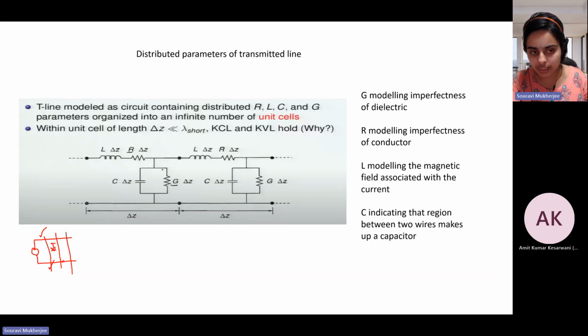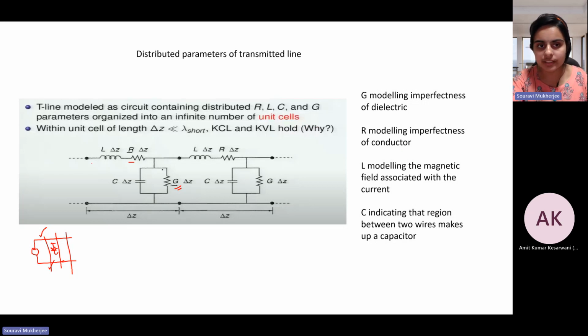So that conduction current, the effect of that leakage, can be described in terms of this G, this resistance in parallel. And then there's another thing, which is R. Why is R coming? When you talk about the wire being a conducting wire, it can have a net resistance, right? So there'll be some net resistance of the wire which you have to consider. That takes into account the imperfectness of the conductor.